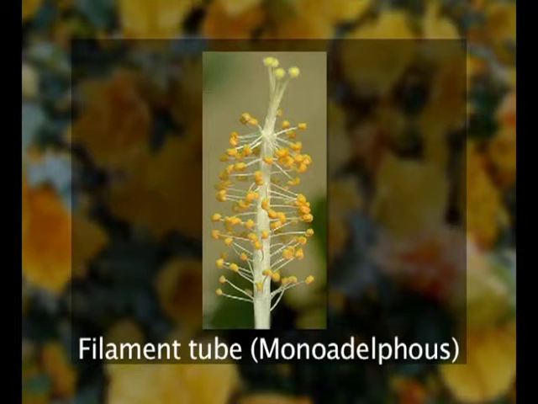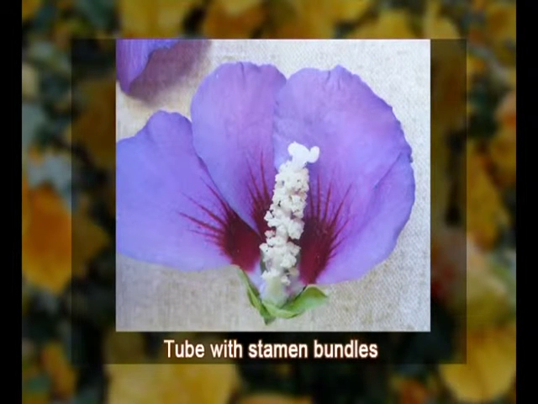This fusion can be as a tube. This tube surrounds the gynoecium. This characteristic feature is called monoadelphous, which is unique to the Malvaceae family. Or these filaments can form 5 to 15 bundles of stamens, and they assume the shape of a fascicle. Or sometimes they can form a tube which in turn bears bundles.